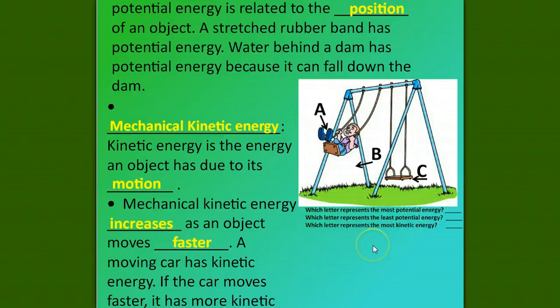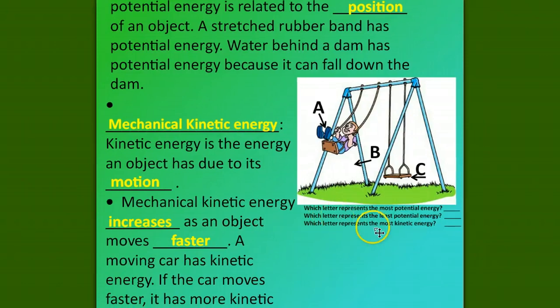Try to write that down. Which letter represents the least potential energy? The one where it's not really moving has the least potential energy. Which letter represents the most kinetic energy? So which one represents the most potential energy? Which one represents the least potential energy? And which one represents the most kinetic energy?